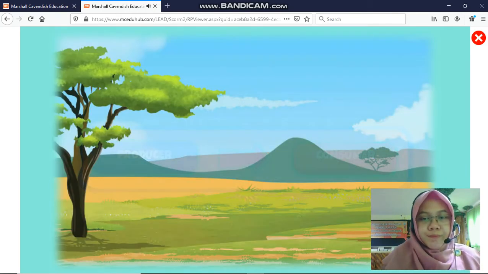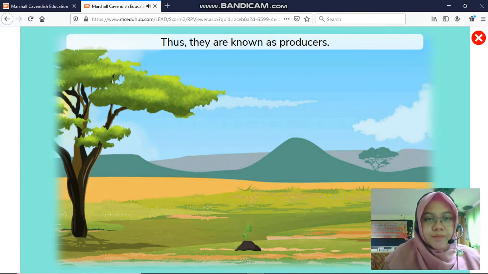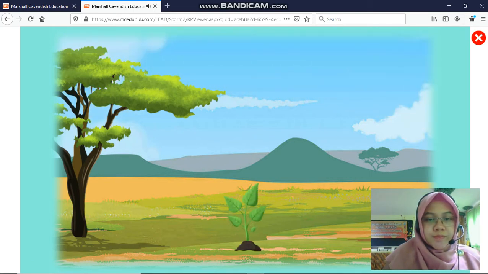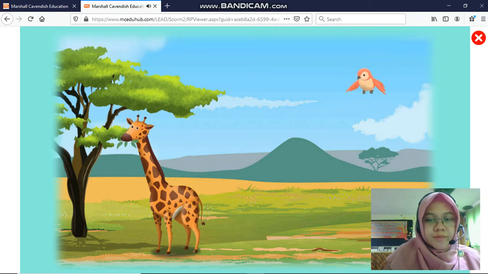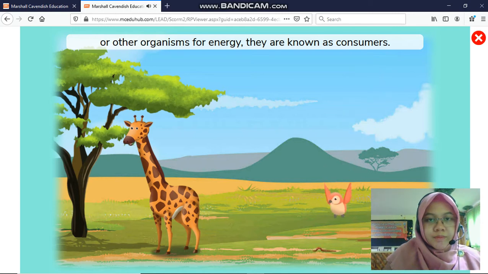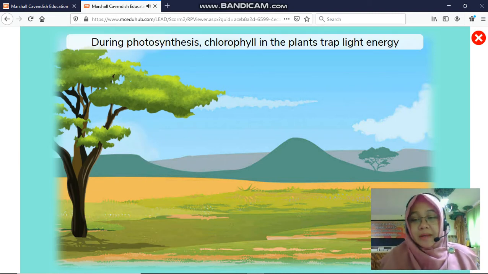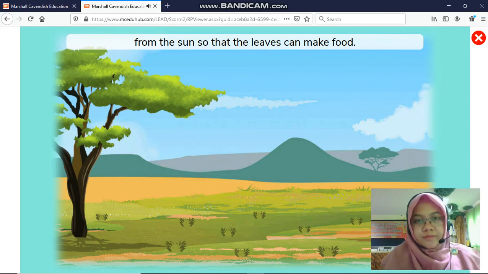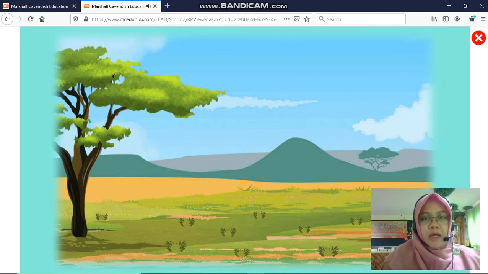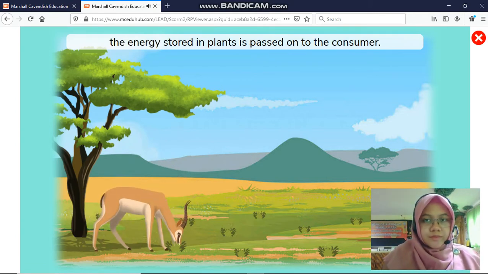Producers. Plants obtain light energy from the sun to make their own food. Thus, they are known as producers. Since animals do not make their own food and eat plants or other organisms for energy, they are known as consumers. During photosynthesis, chlorophyll in the plants traps light energy from the sun so that the leaves can make food. When a plant is consumed by an animal, the energy stored in plants is passed on to the consumer.